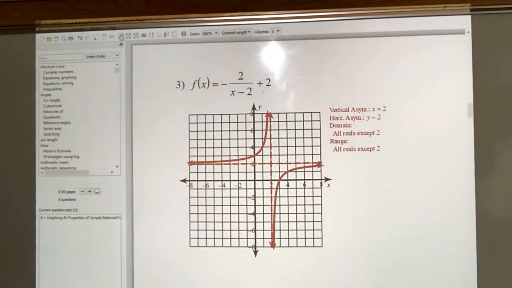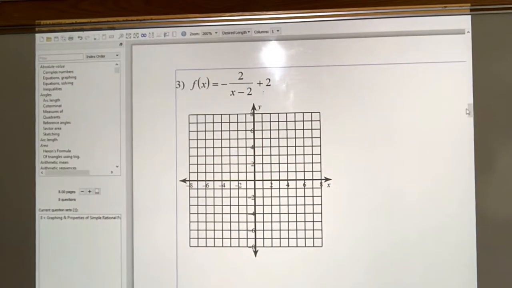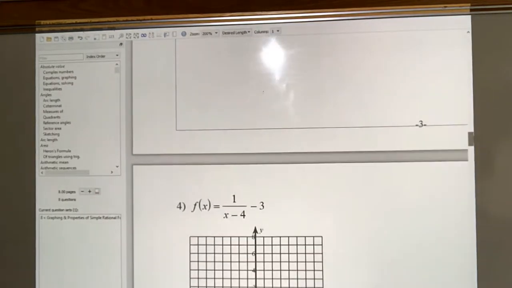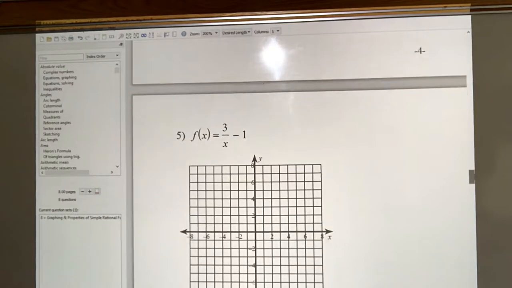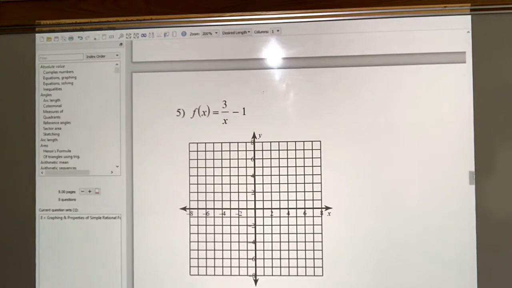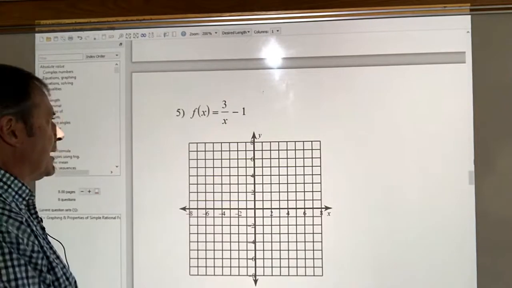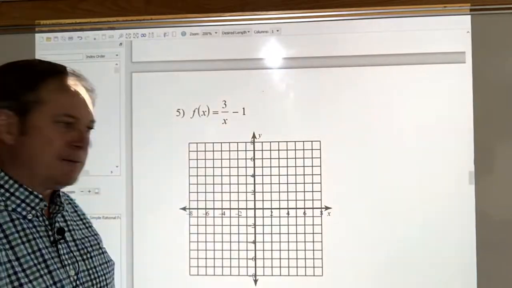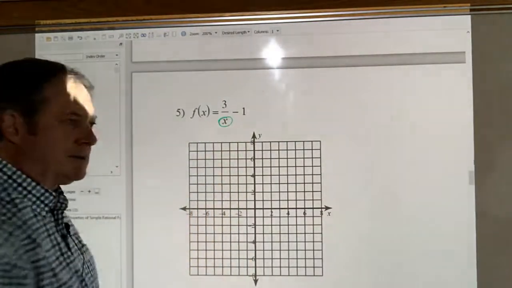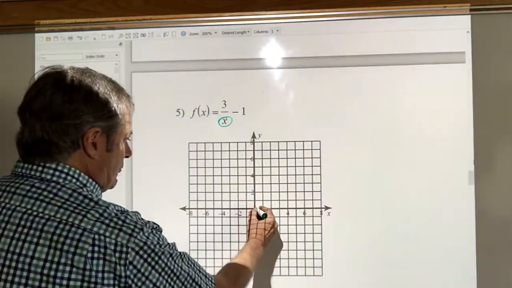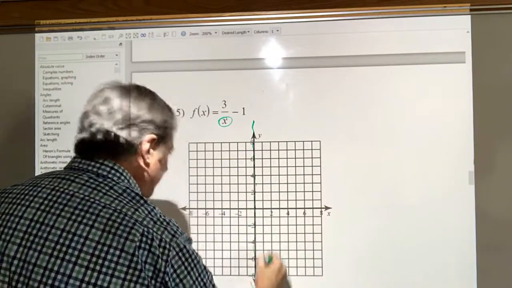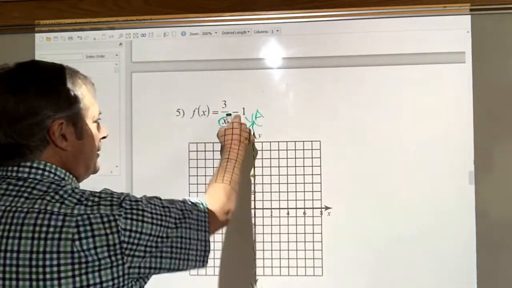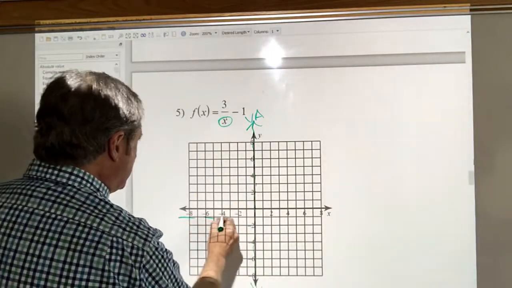And let's see what else we got here. Let's see, I think I'm going to pass on number 4. Yeah, let's do 5, because even though it's a simpler thing, it may look a little bit strange to you. All right, well, what would make this fraction undefined? Well, how about if x was 0? So where is x 0? Well, it's right here, where the y-axis then becomes the vertical asymptote. The horizontal asymptote is at -1.